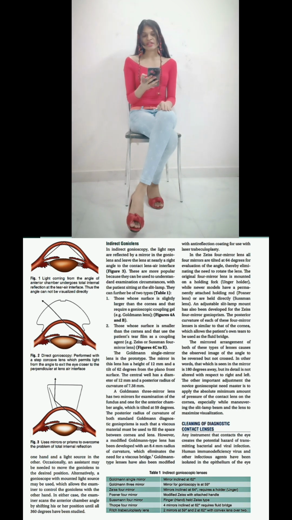The central well has a diameter of 12 mm and a posterior radius of curvature of 7.38 mm. A Goldmann 3-mirror lens has two mirrors for examination of the fundus and one for the anterior chamber angle, which is tilted at 59 degrees. The posterior radius of curvature of both standard Goldmann diagnostic gonioprisms is such that a viscous material must be used to fill the space between cornea and lens.